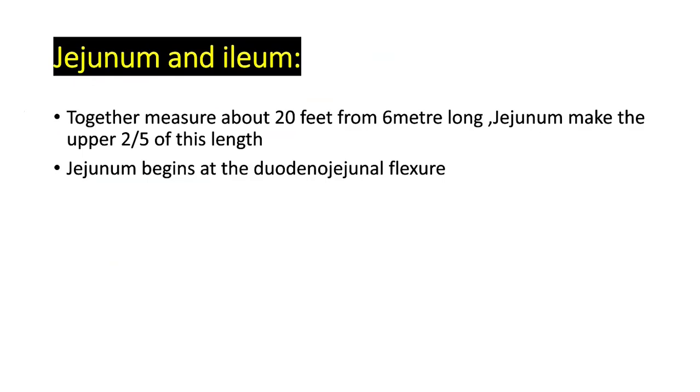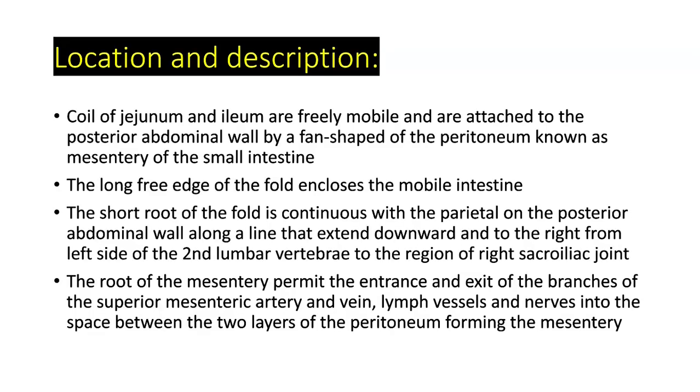So, the jejunum and the ileum. The next part of the small intestine is the jejunum and the ileum. Together they measure about 20 feet, or 6 meters, in length. The jejunum makes up the upper two-fifths of the length, and it begins at the duodenojejunal flexure.